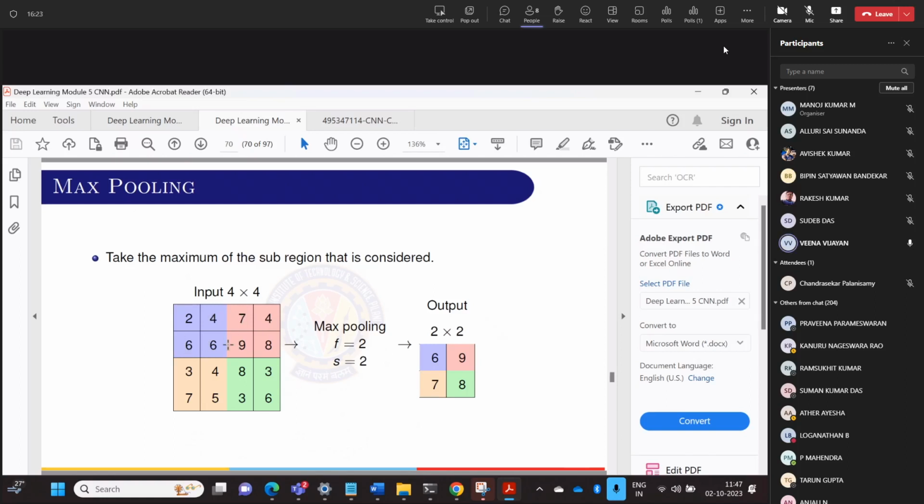From 2466, we will take the max value if it is max pooling, average value if it is average pooling. So in 2466, the 6 is max, hence we took 6 from this. And then for 7498, the max value is 9, we are taking 9. Similarly for the other set. If it was stride 1, we will consider 2466, then 4769, 7498, like that it will go one by one.